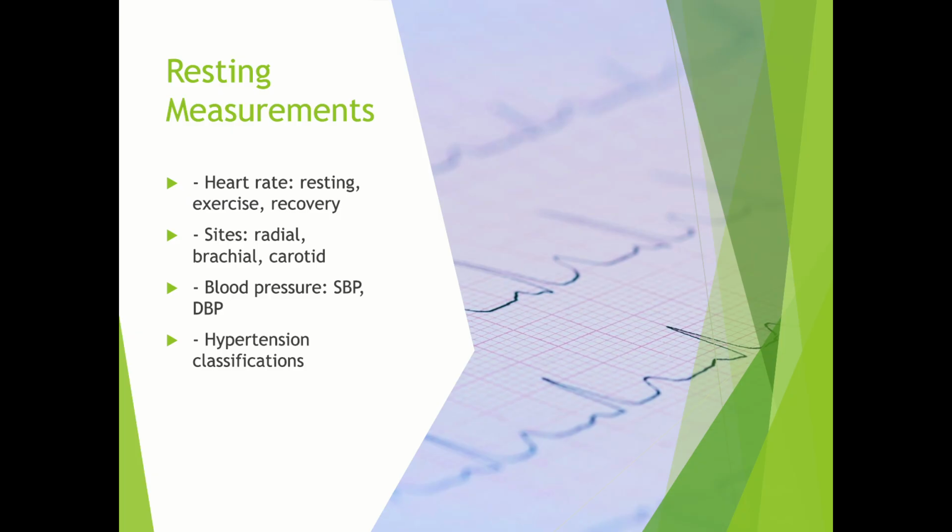Resting measurements. At rest, we focus on measuring two key things: heart rate and blood pressure. We can take heart rate at several sites, such as the radial, brachial, or carotid arteries. For blood pressure, we record both systolic and diastolic values, paying special attention to signs of hypertension, which is the most common health risk.